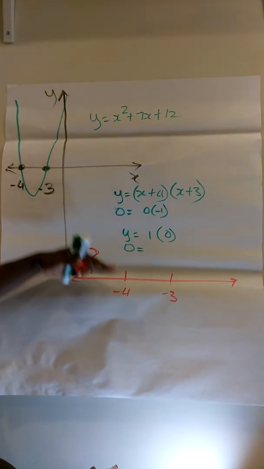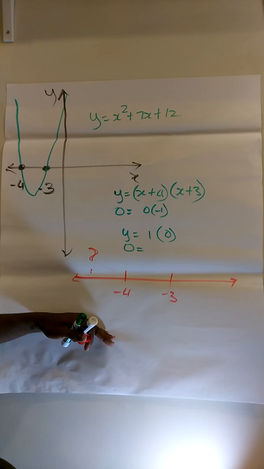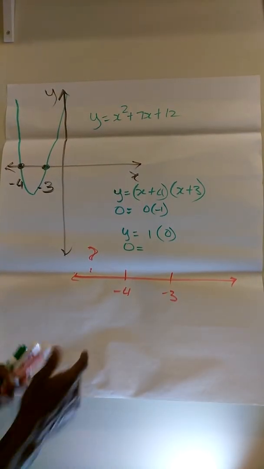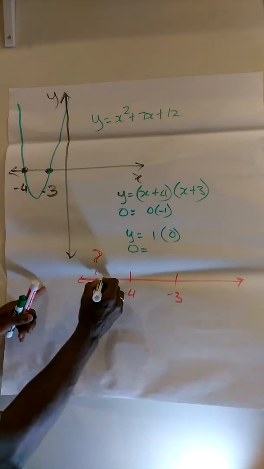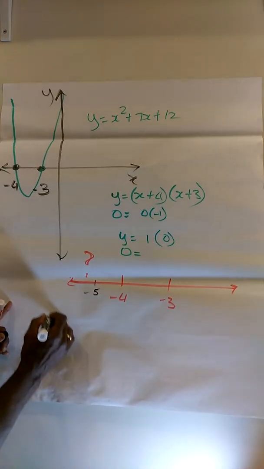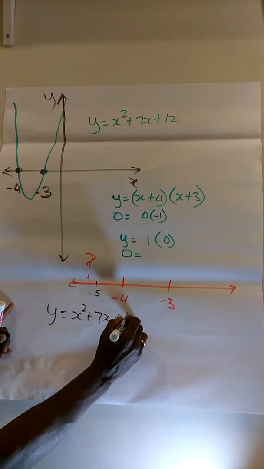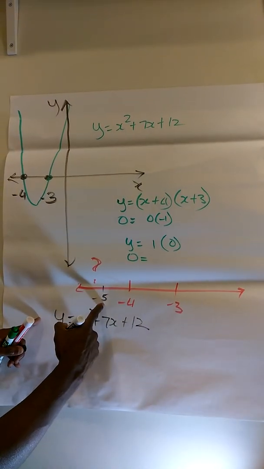Or if you get a negative value, the graph is below the x-axis, it would be negative. Do the same for these other two sections. So let's plug in a number in this section. Let's plug in negative 5. So here's my equation, x squared plus 7x plus 12. I'm going to plug in x equals negative 5.